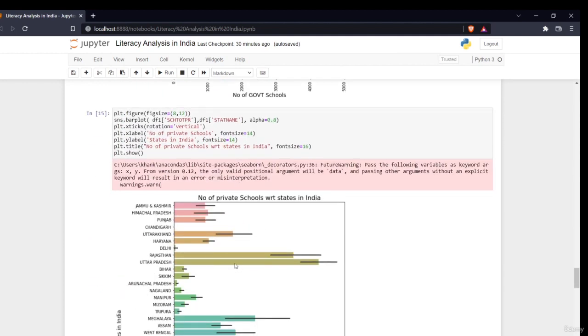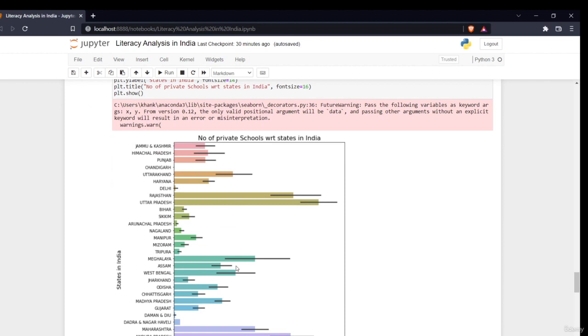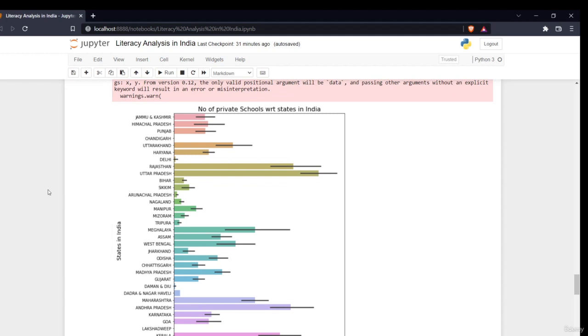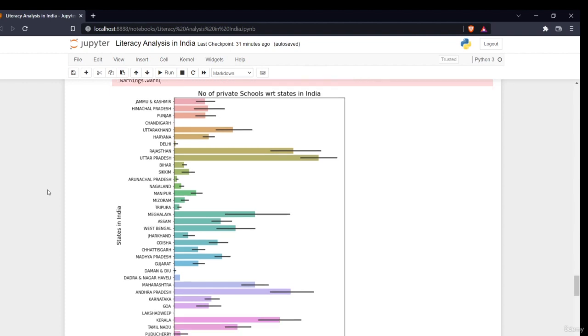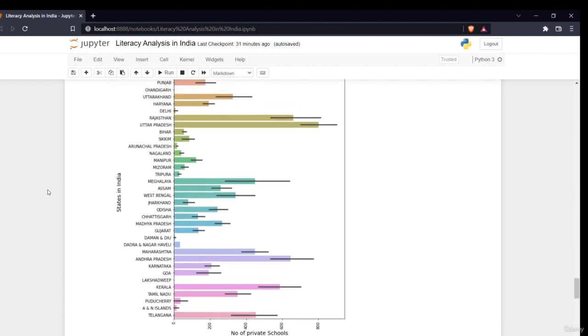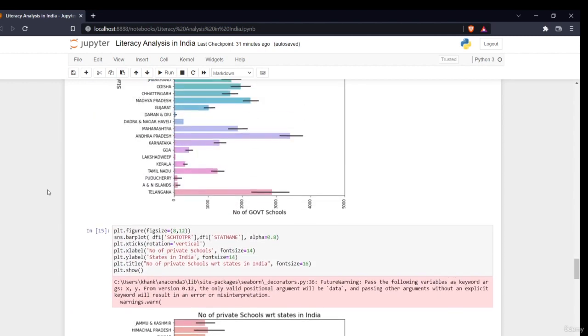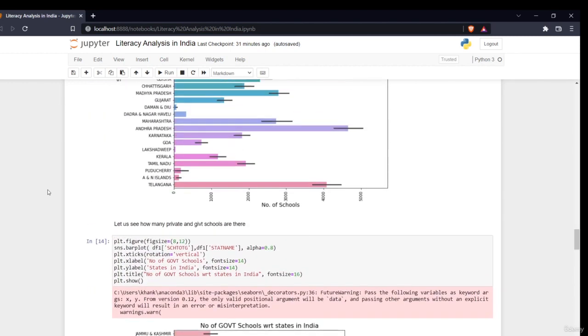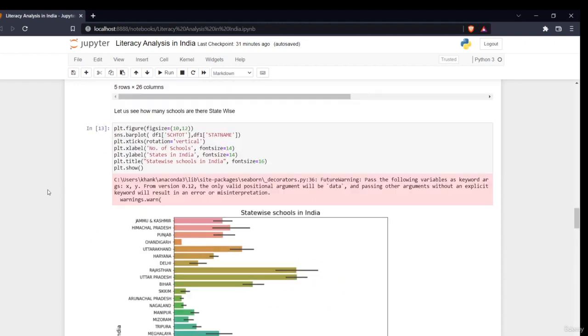Overall they have the highest number of schools, but private schools are fewer, which means that the government is contributing a very good share in the education sector, and most of the people are going to government schools. There are several government schools like Kendriya Vidyalaya and other different government schools opened by the governments. Kendriya Vidyalaya is situated all over the country, everybody knows that. So this was the school analysis, of the number of schools present in different states.